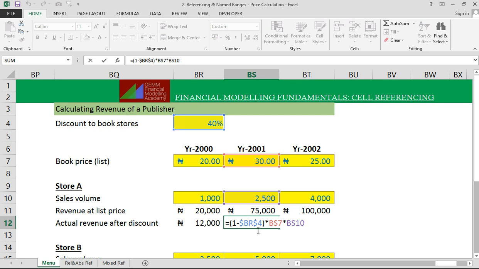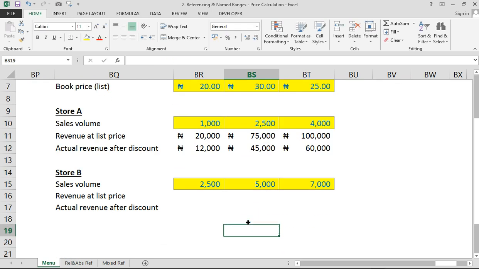So BR4 is not changing, BS7 is changing. If you look at it here, BR4 is what is here, BR7, BR10. So if you go right here, you see that the BR4 is still there, but BR7 has changed to BS7, but that's the corresponding column. So these are relative references, but this is an absolute reference. It resides in a single cell, and as we copy it across, it applies to each of the years, and so it is not expected to change. So that's an example of an absolute cell reference.